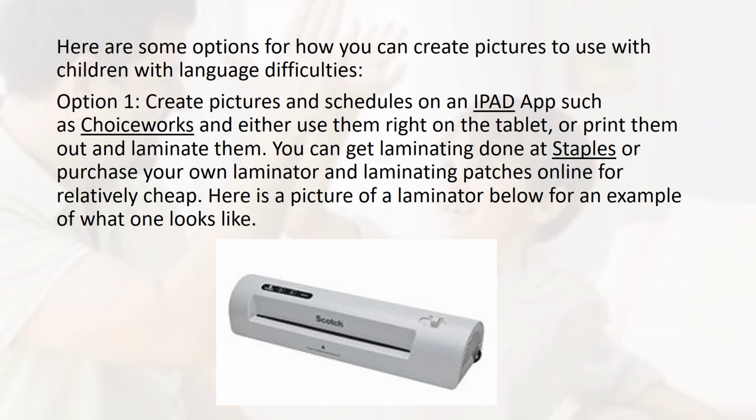Here are some options for how you can create pictures to use with children with language difficulties. Option 1. Create pictures and schedules on an iPad app such as ChoiceWorks, and either use them right on the tablet or print them out and laminate them. You can get laminating done at Staples or purchase your own laminator and laminating patches online for relatively cheap. Here is a picture of a laminator below for an example of what one looks like.